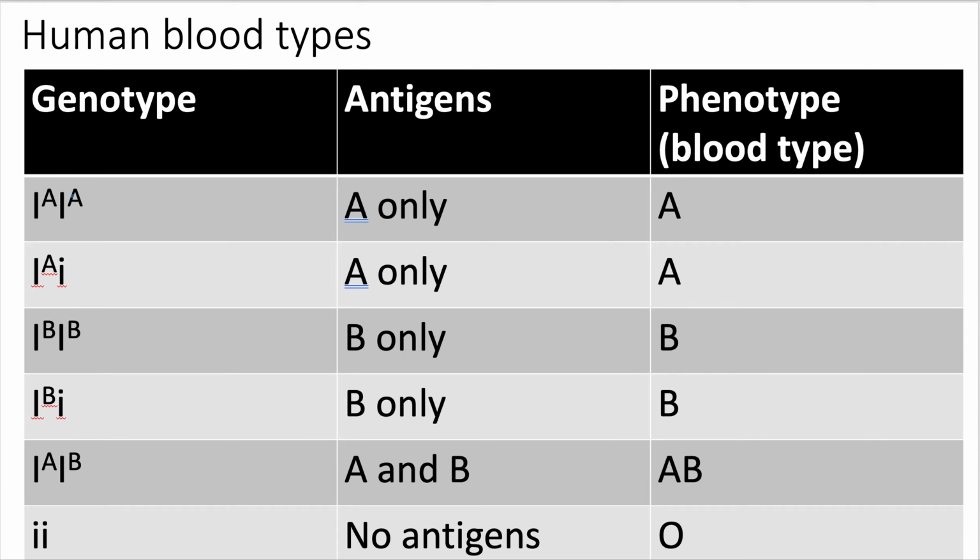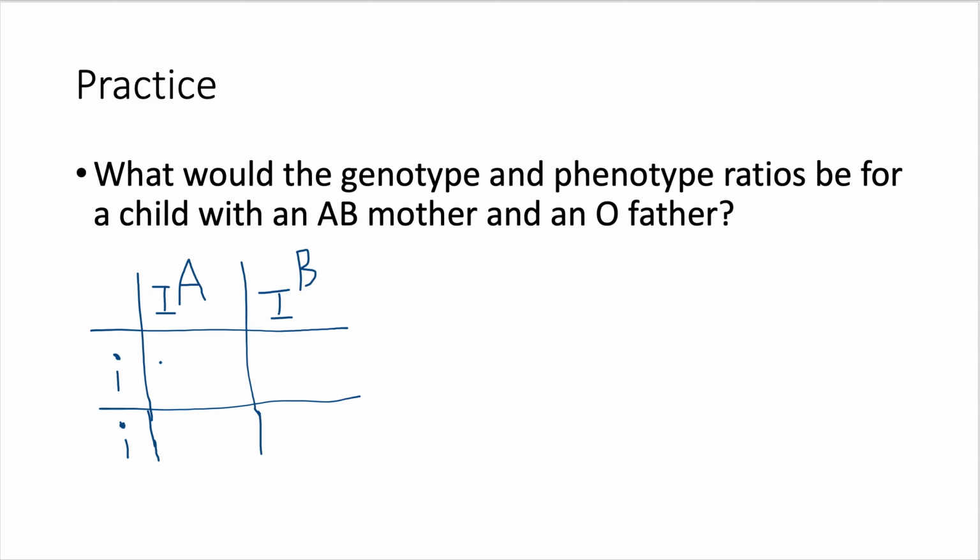Okay, welcome back. Let's do our Punnett square. You're gonna get so tired of drawing all these grids. Okay, so AB mother. So they have I^A, I^B, and an O father. So because their father is O and that's recessive, they must have 2 copies of the recessive allele. Okay, so now let's fill in our offspring.